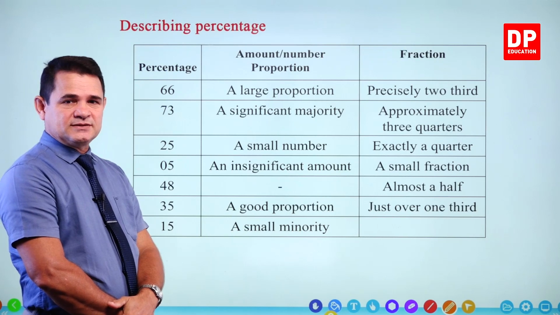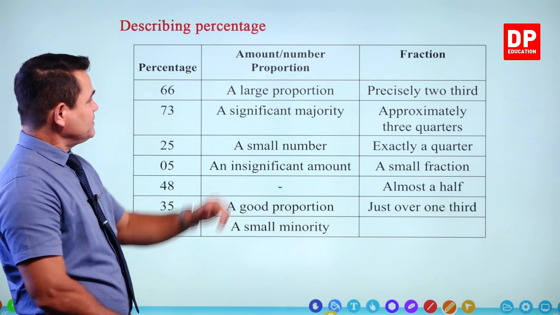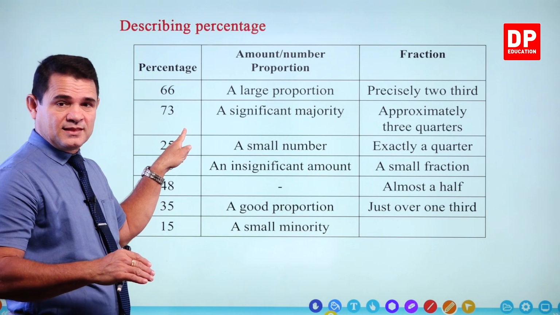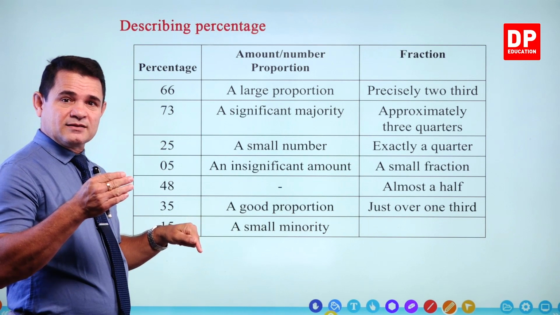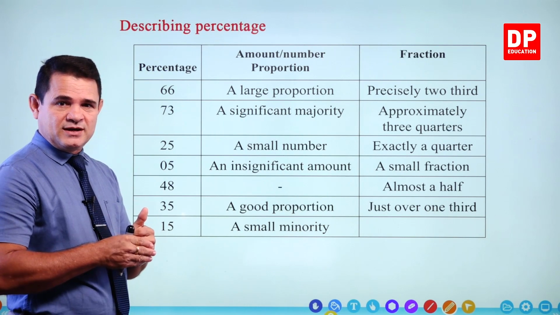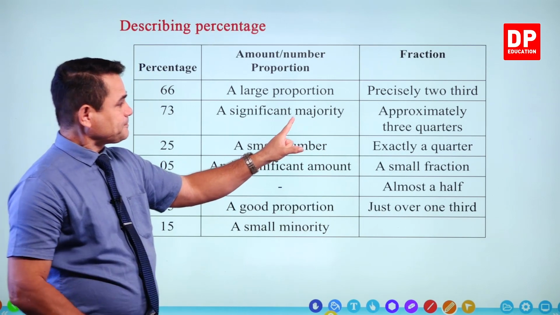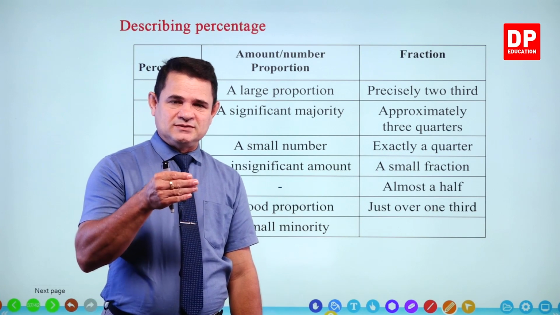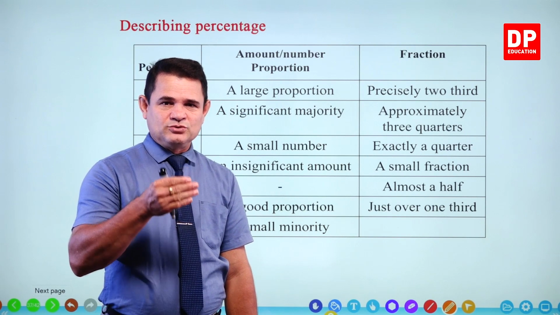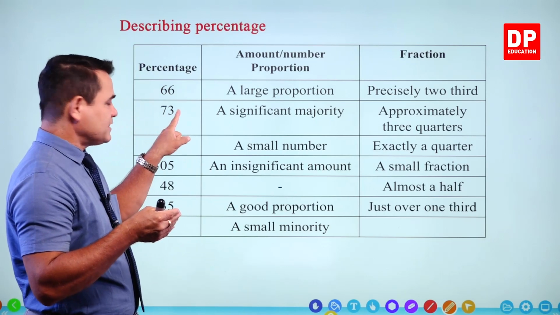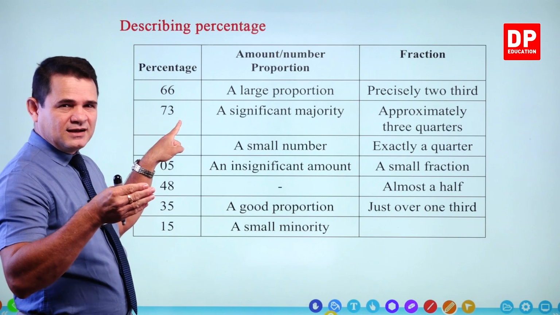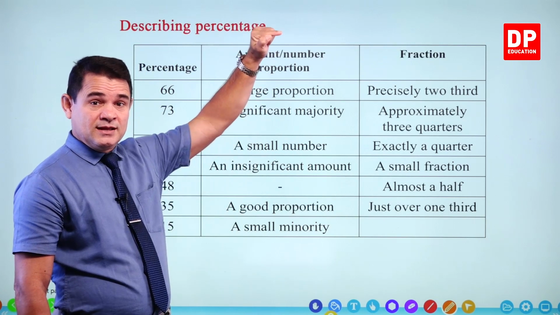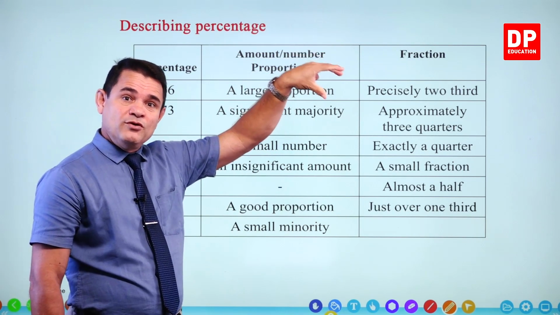Then 73%. As a proportion, a significant majority. 73 is close to 3 out of 4, which is 75, so if it is close to that you can say a significant majority. And as a fraction, approximately 3/4. If you can use these words, you can reach the condition of very good, and you can get full marks.